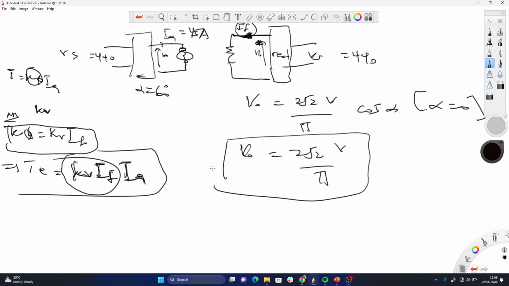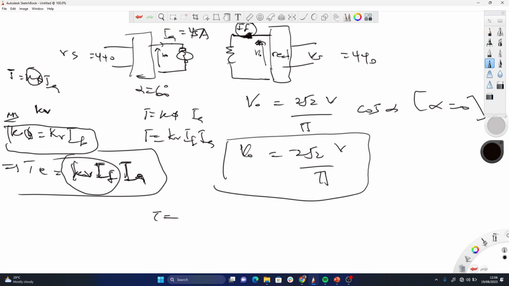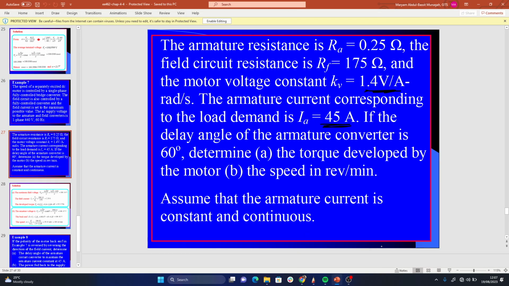First question is to determine the torque developed by the motor. I know that my torque is equal to K phi IA. I was given KV, so my torque is equal to KV IF IA. Your KV was 1.4. We don't know IF now, but I know IA to be 45. But you mentioned that IF was set to maximum. Now, let me find V naught max, the voltage supplied to the field winding. That's 2 V over pi, 440 over pi. Because once I know V naught and RF, I can find my IF, right? So IF will be equal to the V supplied to the field, 2 V over pi, 440 over pi, over RF. I was given RF to be 175. So I'll do that.